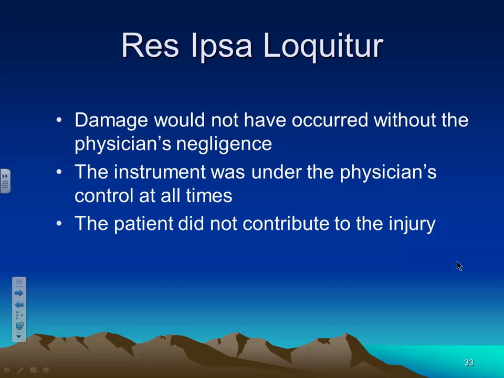Damages could not have occurred outside of the physician's negligence. The instrument was under the physician's control at all times. That doesn't mean it was in his hand, but he was responsible for everything that goes on in that ER. The patient did not contribute to the injury at all. That's res ipsa.